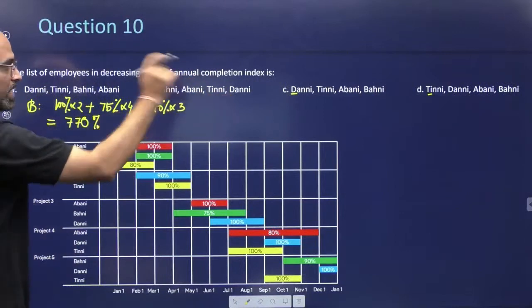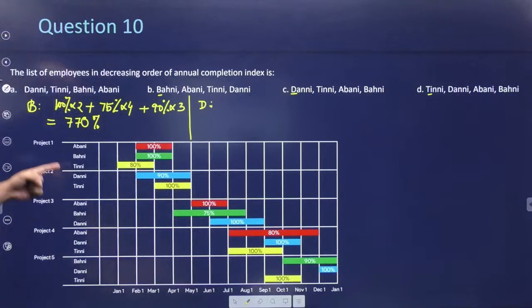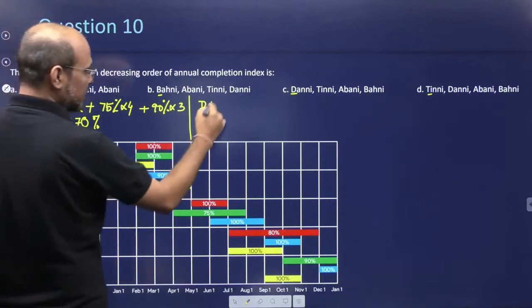Let's calculate for D. If we calculate for D, D as in blue color, which is 90% into 3.